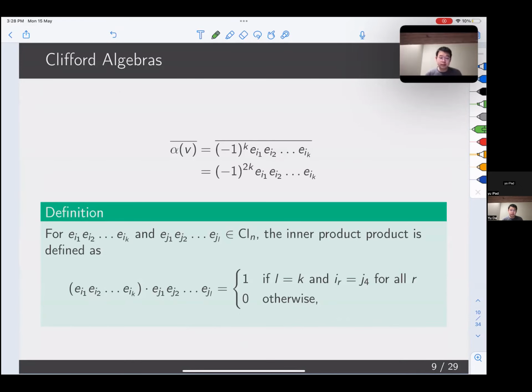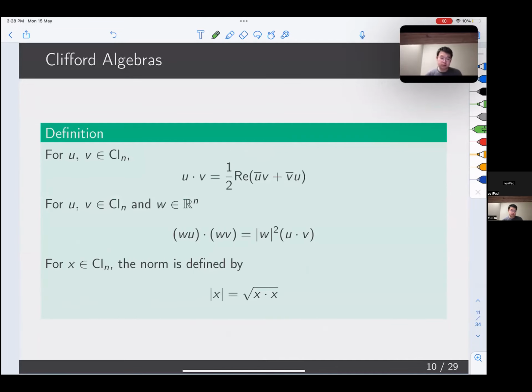And we can also define the inner product of Cl_n on the basis of Cl_n. So if all the bases are aligned with each other, we have 1, and 0 otherwise. So finally, we can define the norm of x in Cl_n. It's just x dot product with itself, and then take the square root of that.